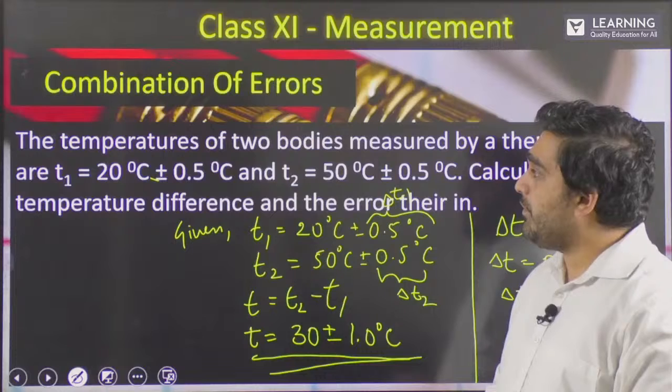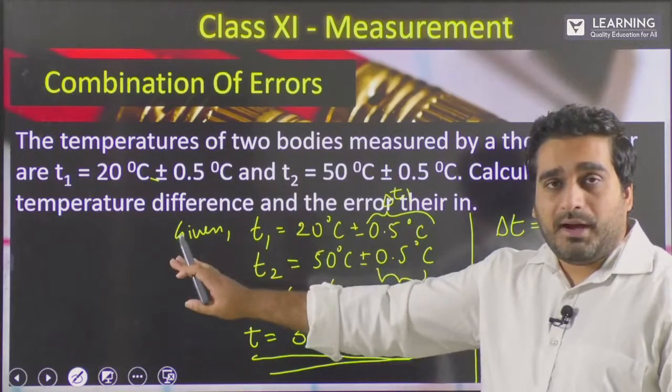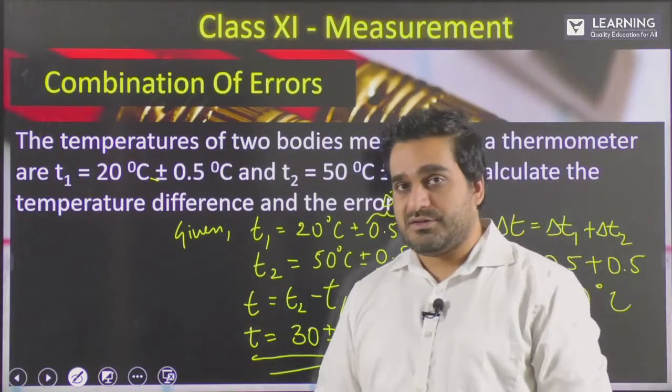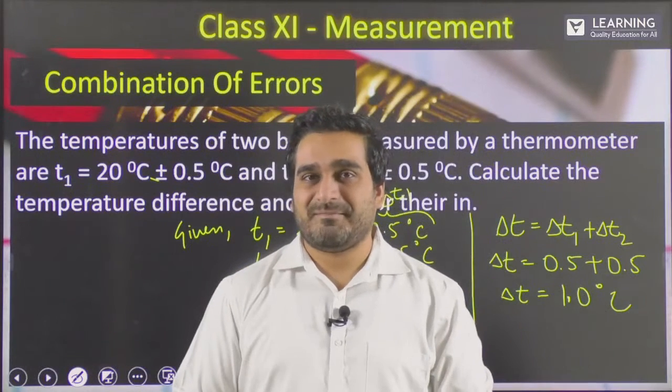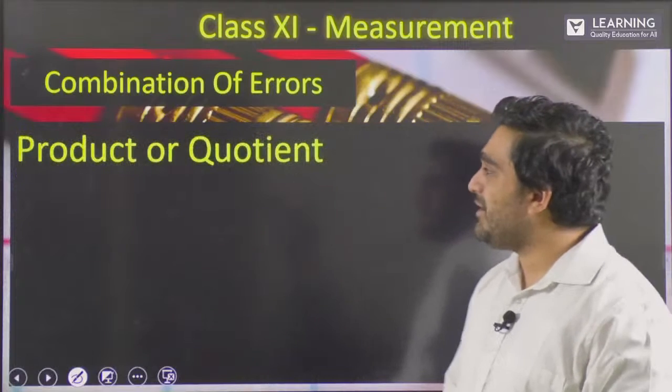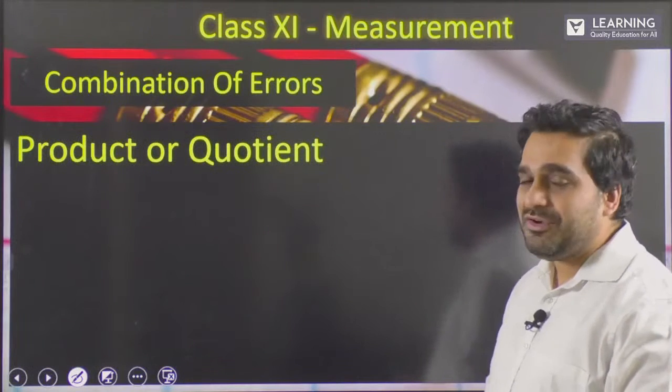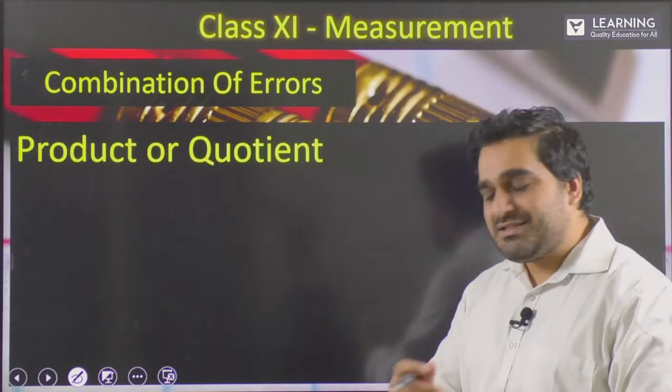All right. So one part is sum or difference. Can you guess what would be the other two parts? That's right, you guessed it right. It is the product and the quotient. So let's take a look at it.